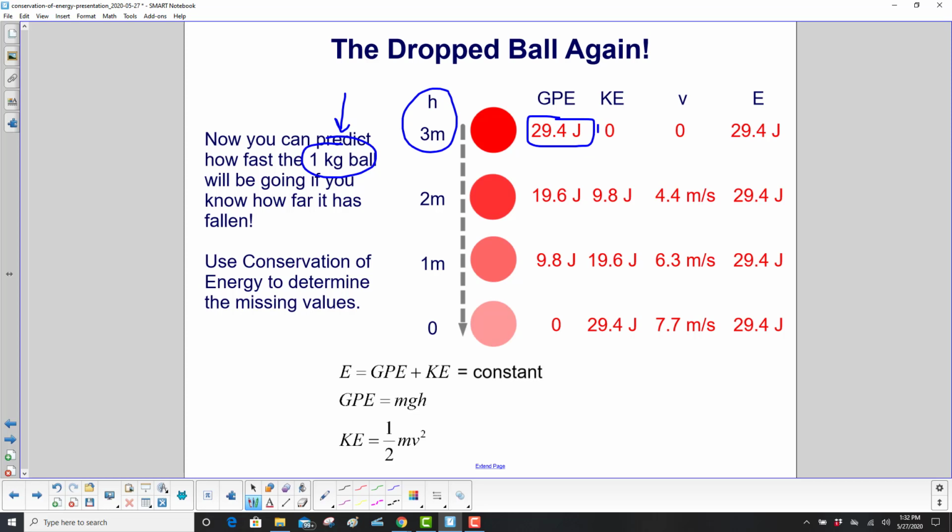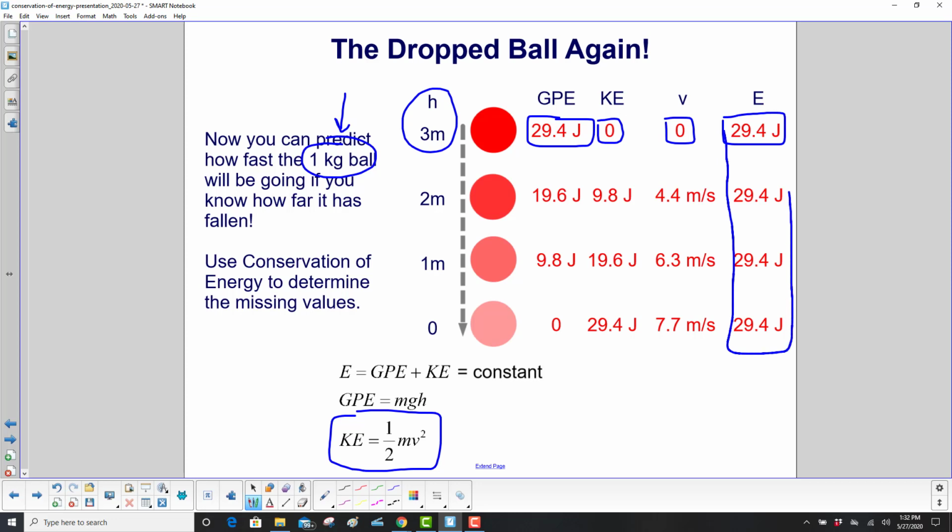It's at rest, so that means no kinetic energy and no velocity. Why? Kinetic energy is 1/2 mv squared. So our total energy is all locked up in GPE. That won't change because there are no outside forces, no external forces, so we can fill that column in. Now let's go back to GPE for 2 meters and 1 meter. Once again, we use mgh, and we come up with these numbers, and then it's 0 at the bottom.